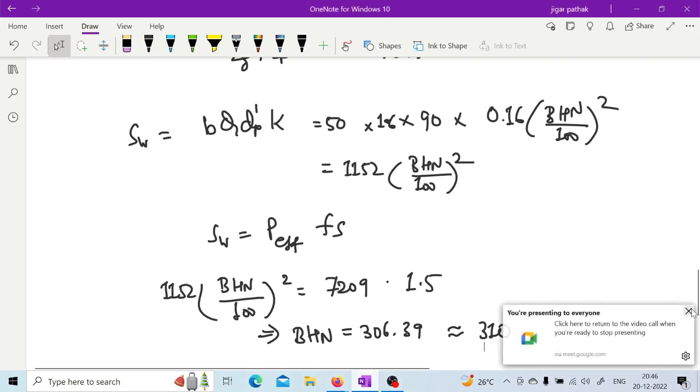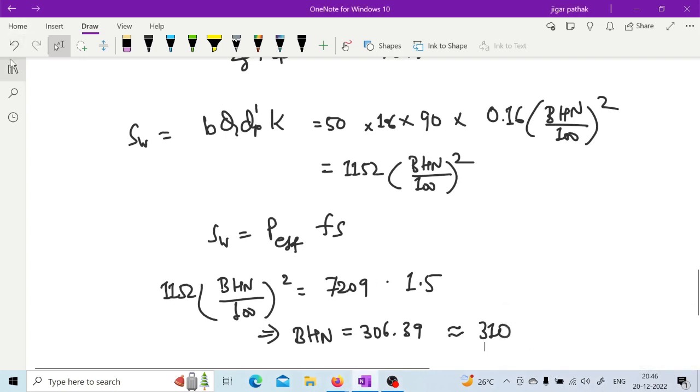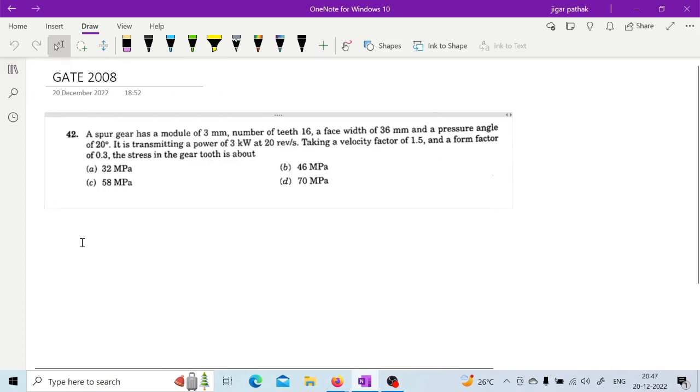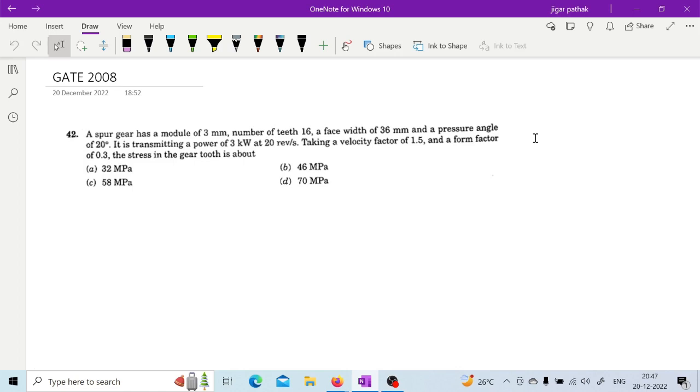Yes, sir. Okay. So now let us quickly go through some of the questions from GATE. Here what they have asked is: a spur gear has a module of 3 mm, number of teeth is 16, face width 36 mm and pressure angle of 20 degree. It is transmitting a power of 3 kilowatt at 20 revolutions per second, taking a velocity factor of 1.5 and a form factor of 0.3, then the stress in the gear tooth. So how can you try this one?